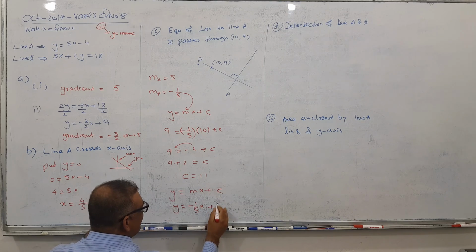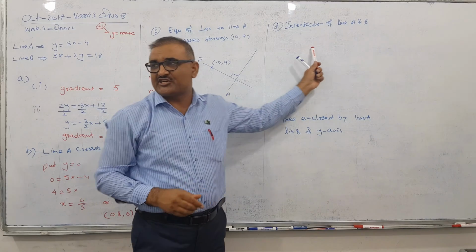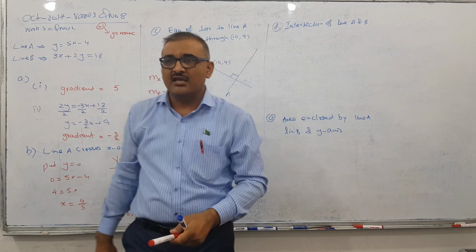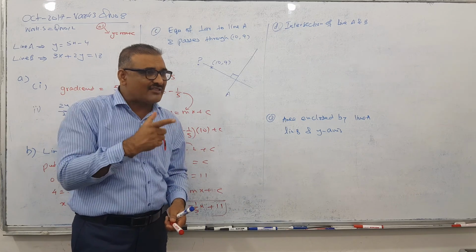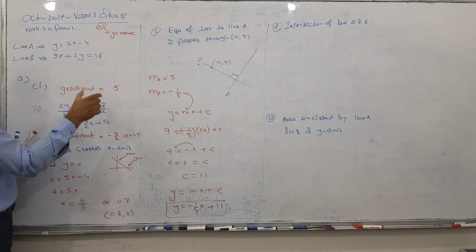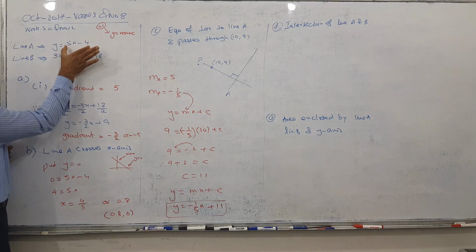And c is 11. That's it. My answer is over. Let's talk about the intersection of the two lines and solve them simultaneously. Two ways we have: elimination method or substitution method. I can do any way, but I think substitution is easier. You know why? Because it's a ready-made y value.